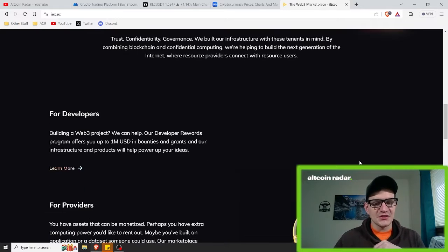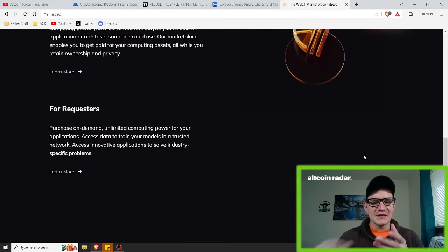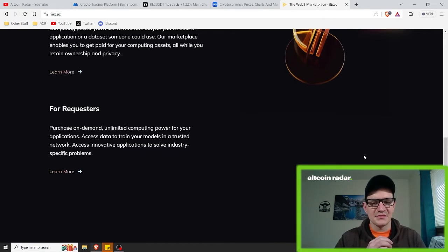iExec leverages blockchain tech to decentralize cloud computing, breaking away from traditional centralized cloud services, which ensures enhanced security, transparency, and overall trust in computational processes, all right? Now, the next core feature that I want to talk about here real quick is their resource marketplace, all right? The resource marketplace is where users can buy and sell computing resources in a peer-to-peer fashion, all right?